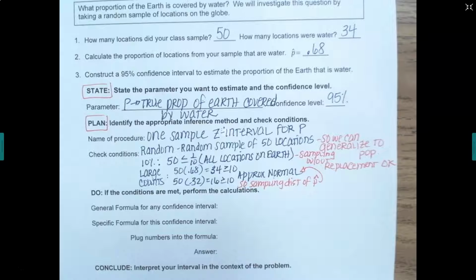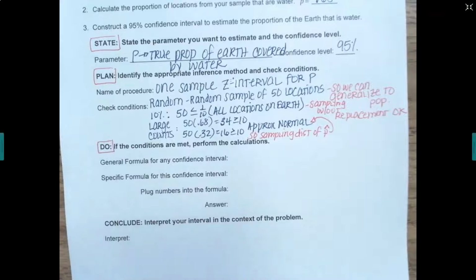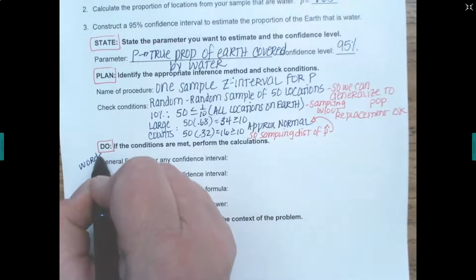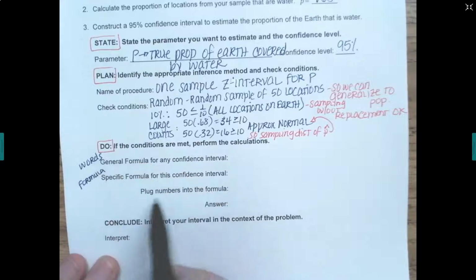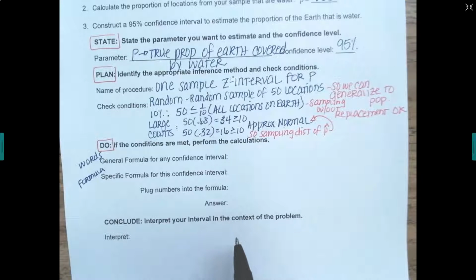So we had state, we had plan. Now the do part. Do is where you're going to do the math. So if the conditions are met, you're going to perform the calculations. We have a general formula, so this is where we write the formula in words. Then the specific formula, where you're going to write the formula. Then you're going to plug in the numbers, and then you're going to actually calculate the answer.